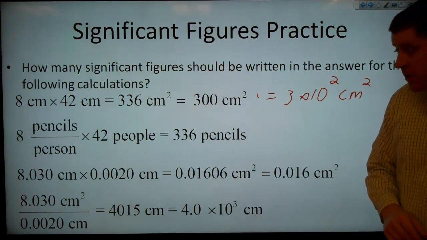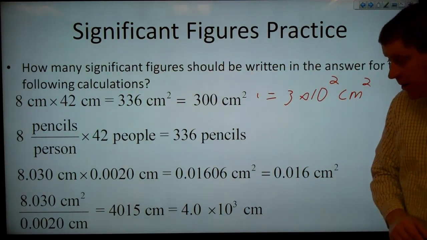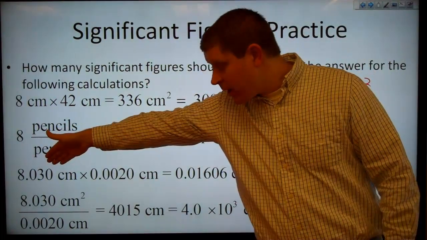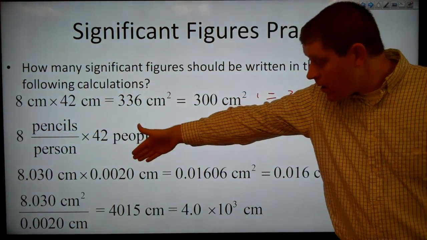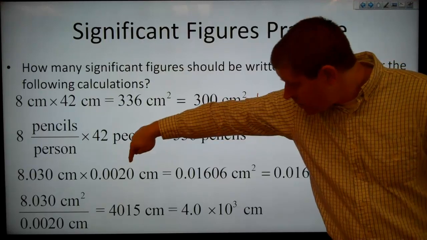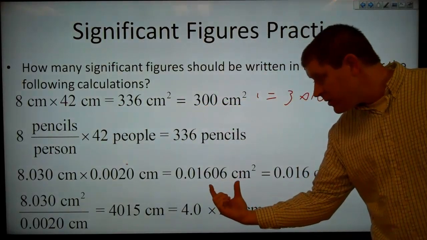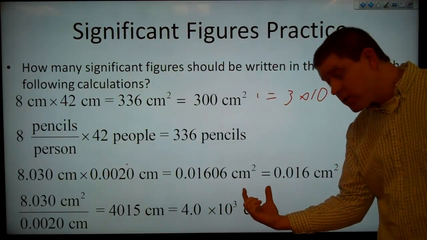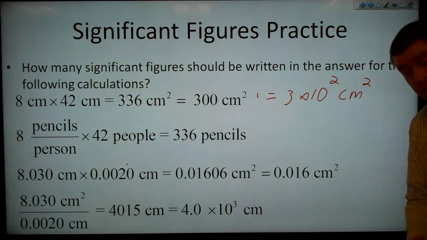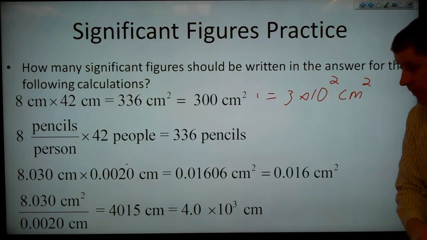8.030 centimeters times 0.0020 centimeters. Here we have 4 sig figs. Here we have just 2 sig figs, just this 2 and the last 0 count. And our answer here of 0.01606 square centimeters needs to be rounded to 2 sig figs, so 0.016 square centimeters.